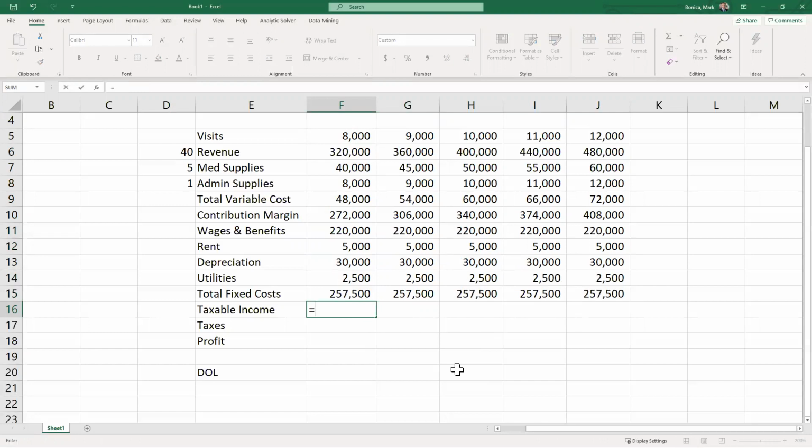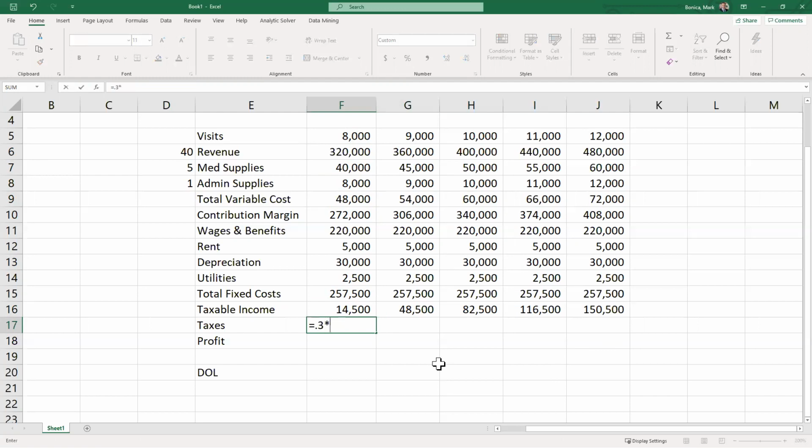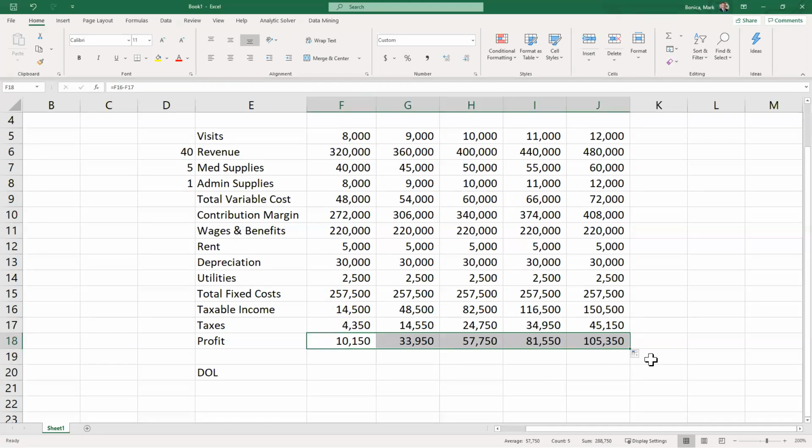And so our taxable income is equal to our contribution margin minus our fixed costs. So we have a taxable income of 14,500 for 8,000 up to 150 for 12,000. And then we're going to pay income taxes of 30%. And so our profit is our taxable income minus our taxes. So we see a profit starting at 10,000 and going up to 105,000 based on our changes in volume.